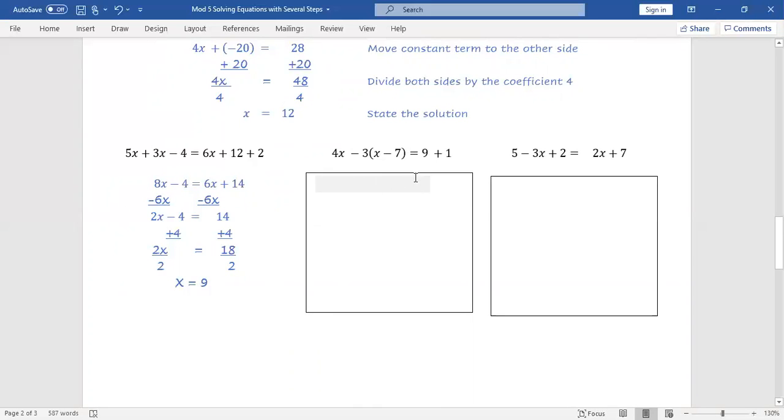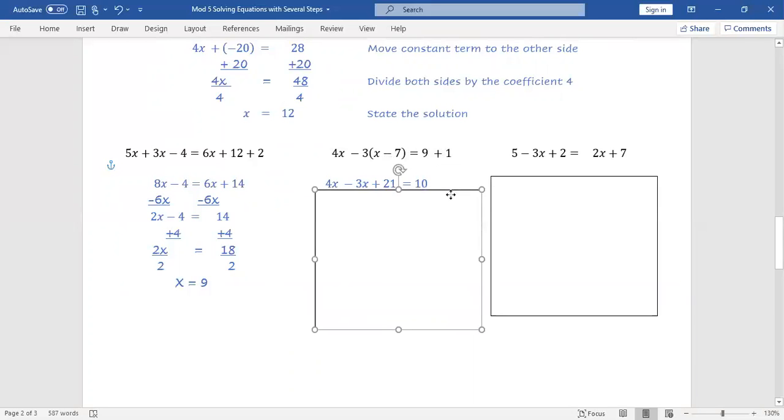My next equation has parentheses. So I can't necessarily add the items inside the parentheses like I would if it was order of operations and they were all constants. But I can distribute that -3. -3 times x gives me -3x.